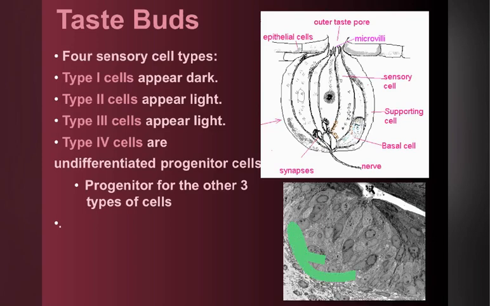So here we have the basal cells, type 4 taste cells. Here we have type 1, type 2, and type 3. Because this is an electron microscopy image, the dark cells, like this one, are type 1, and the light ones, like this, are either type 2 or type 3 taste cells.